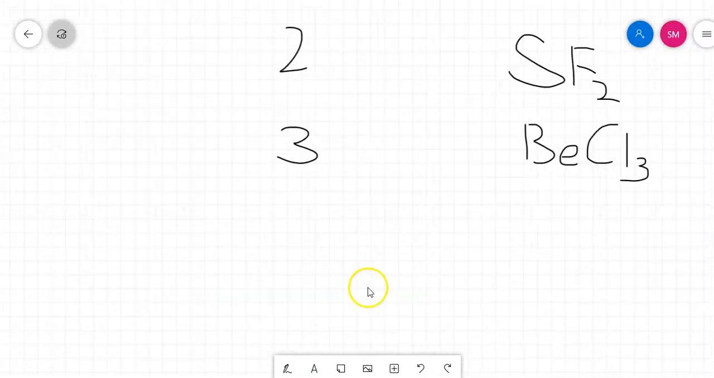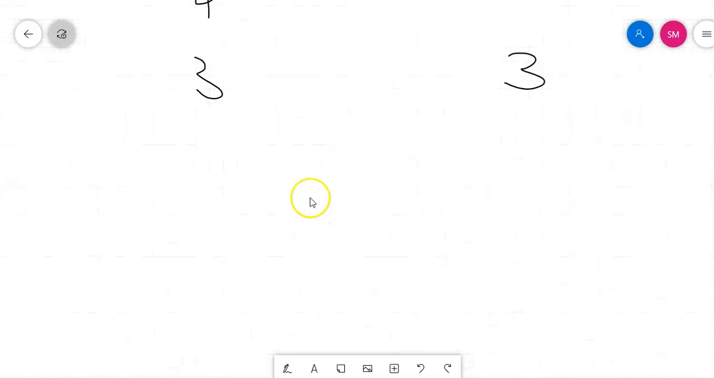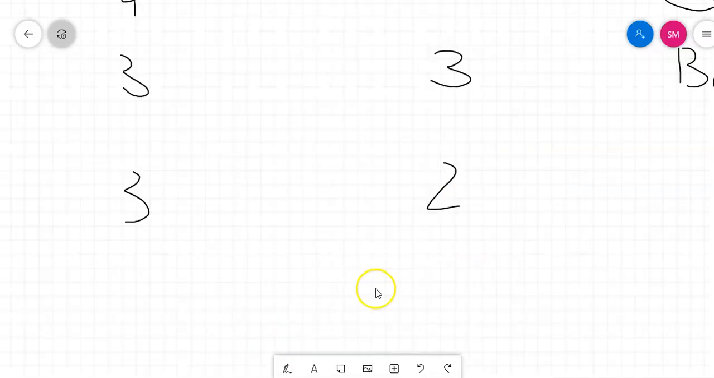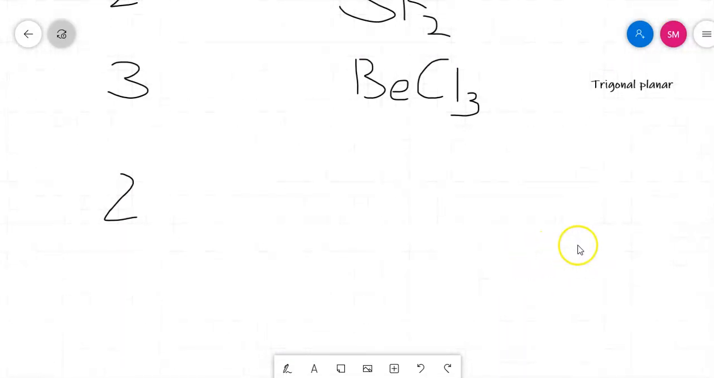Okay, so we'll look at an example of a molecule that has 3 regions of negative charge and two bonding regions. So the example that we're going to look at for this is sulfur dioxide.